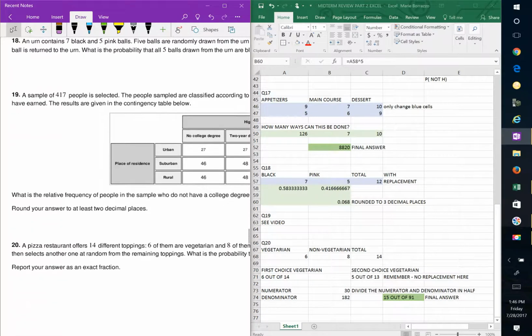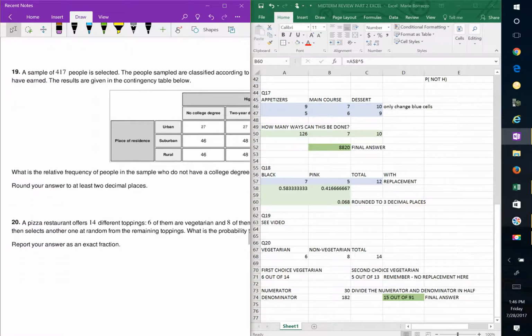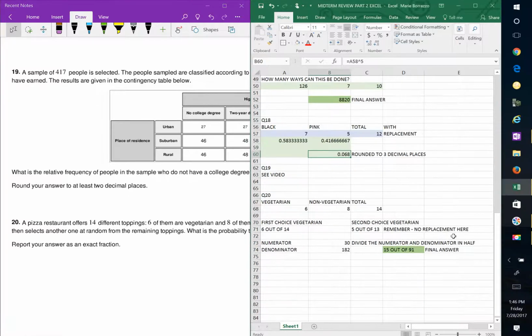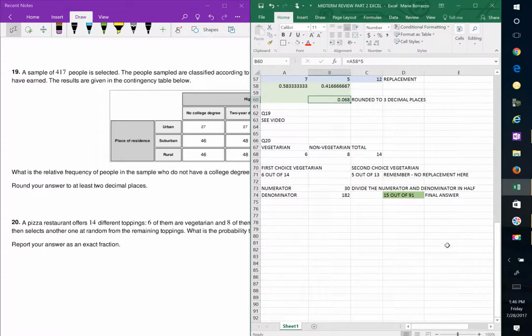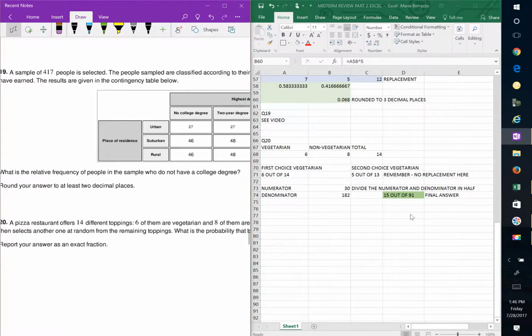I'm going to go back to question 19, because it's not on the Excel sheet. The last question you have, notice I said see video of question 19. Last question I have here is actually very simple. It's just a little cumbersome to read, so I'm going to read it with you. It says, you have a choice of vegetarian or non-vegetarian toppings for a pizza. 6 are vegetarian, 8 are non, a total of 14 toppings to choose from.